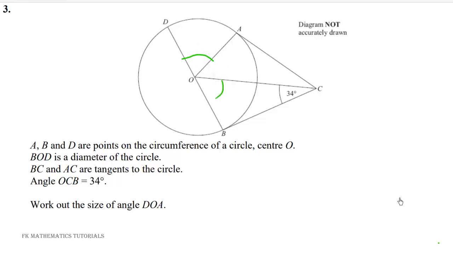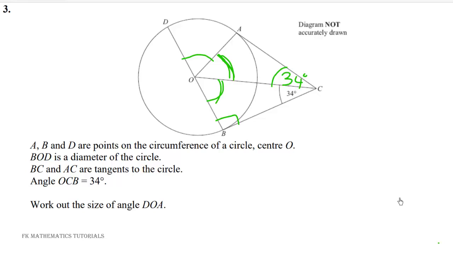If we know this angle and this angle, we just have to subtract their sum from 180, because angle DOA and these two angles are angles on a straight line. Now OC bisects the angle here, so it means this angle here is also 34 degrees. So this angle and this angle, we can find them. Since this is a tangent, BC is a tangent to OB, therefore they meet at 90 degrees.